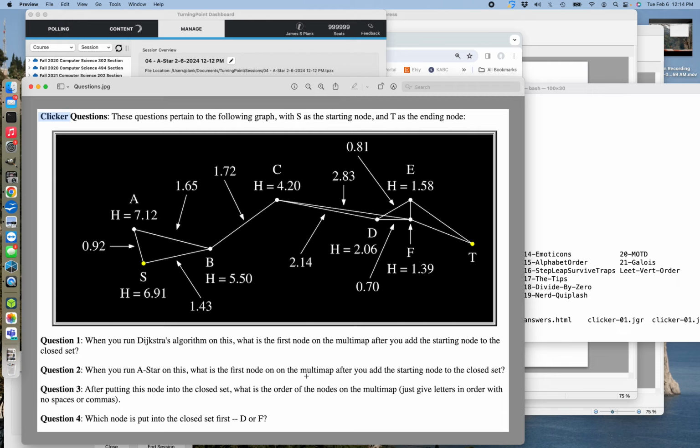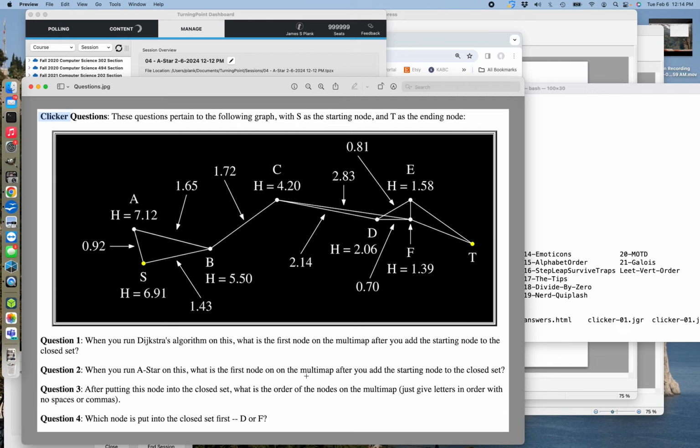Okay, which one's put on the closed set first? D or F? Here we go. 1, 2, 3. D. Oh, conflict. See, now if this were an English class, we'd talk about it. But it's a computer science class, so I'm going to say anyone who answered D is wrong. I'm just kidding. Are they wrong?